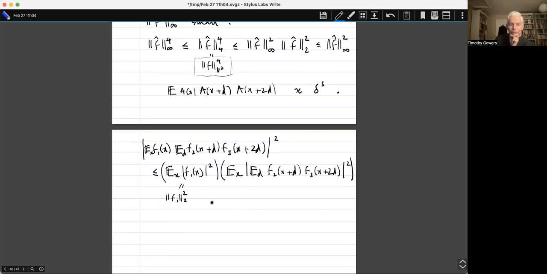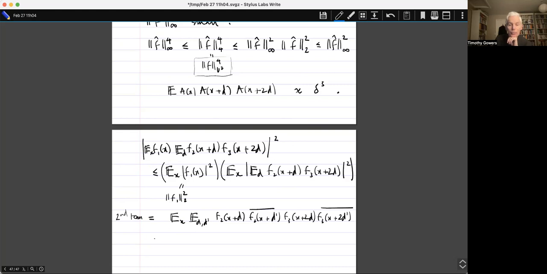So that's great, we've got that there. So let's concentrate on the second term. The second term equals the average over x, the average over d and d dashed. Again, I'm just using my habitual instinct of multiplying out squares of modulus. So f2 of x plus d, f2 of x plus d dashed bar, f3 of x plus 2d, f3 of x plus 2d dashed bar.